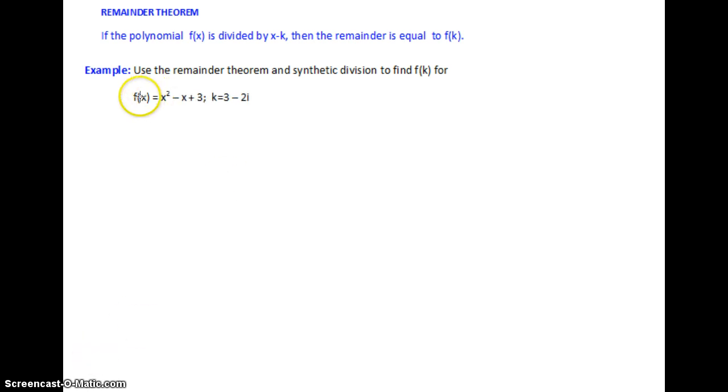Now let's see the following example. F of x is x to the second minus x plus 3, but note that k is a complex number. The work will be similar to the previous two problems, except that we have to deal with complex numbers. First, we write the value of k, it is 3 minus 2i. Then let's bring down the coefficients. 1, negative 1, and 3.